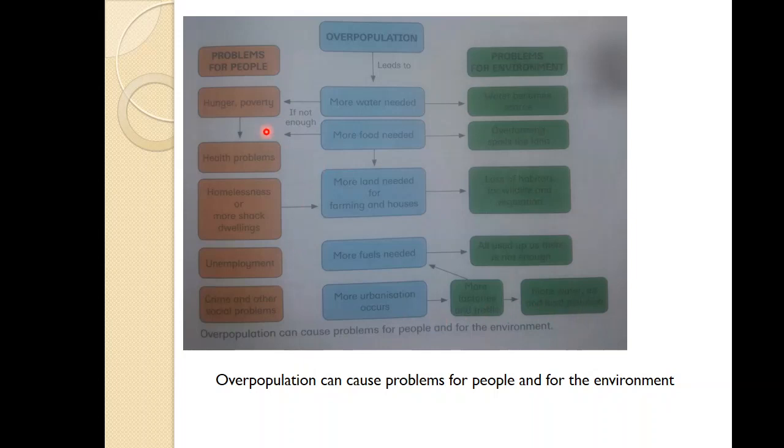So overpopulation also leads to unemployment. If people are a lot, some people don't have the required skills, and this also leads to unemployment. And if there are jobs, the jobs won't be enough for all the people. And if people are unemployed, it can lead to crime and other social problems such as stress, depression, and all those things because people are unhappy.